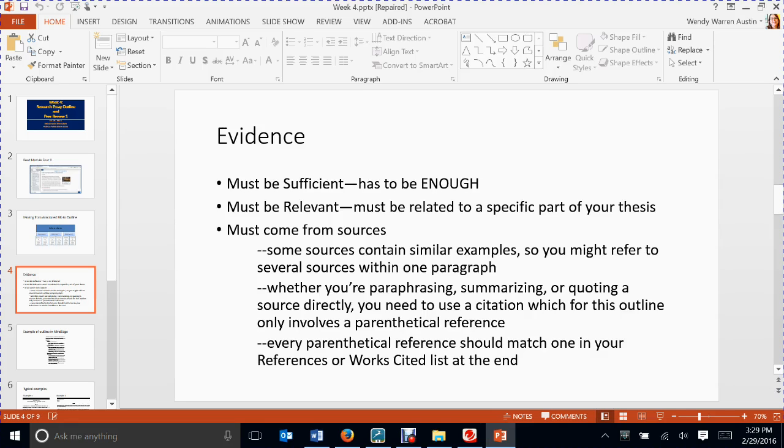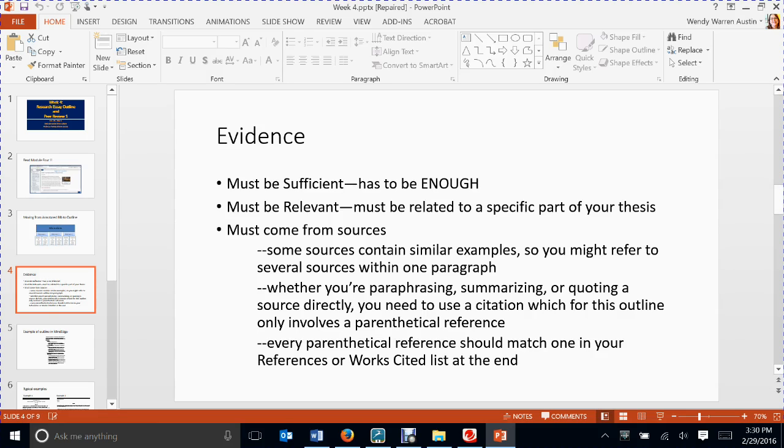It also must come from sources. Some sources can contain similar paragraphs or examples so that you might refer to several sources within one paragraph. And also, a key thing to keep in mind is the term that I'll use is citation, and it doesn't mean just quotation. A lot of people get confused. Citation and quotation are not the same thing. A citation is needed when you're paraphrasing, summarizing, or quoting a source directly. And what I mean by citation there, I mean a parenthetical reference.